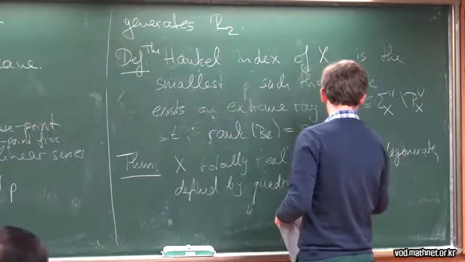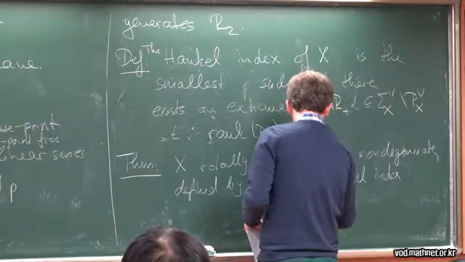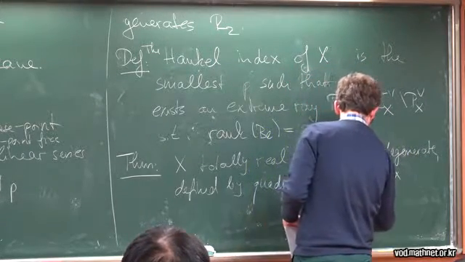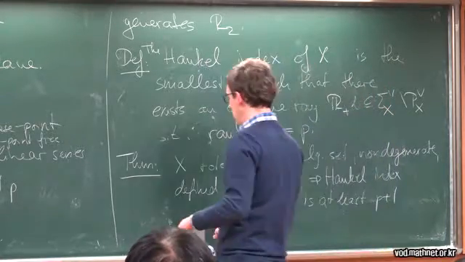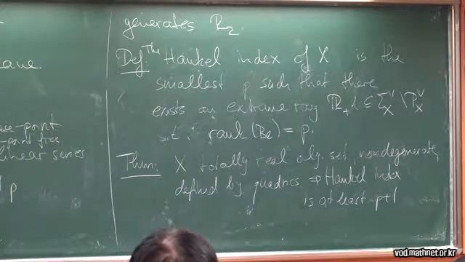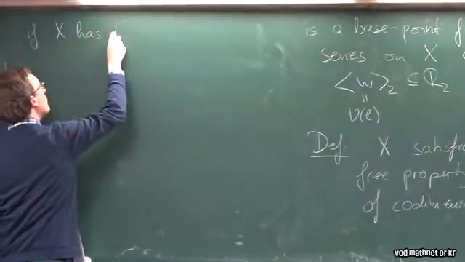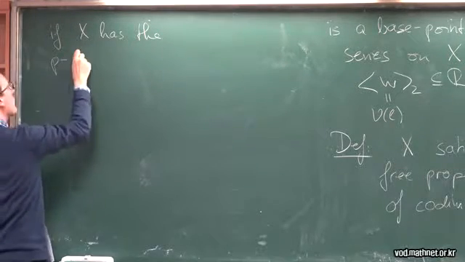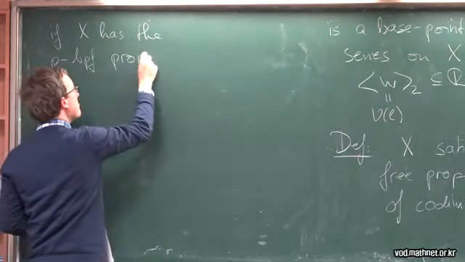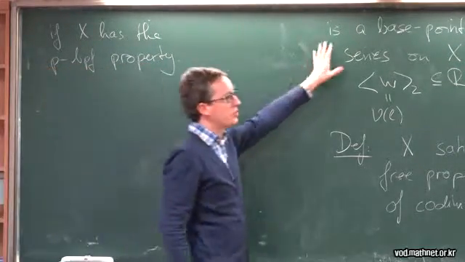Then the Hankel index is at least p plus 1 if x has the p base point free property. And that's a direct consequence of Greg's observation.